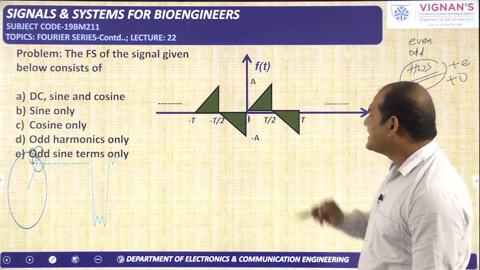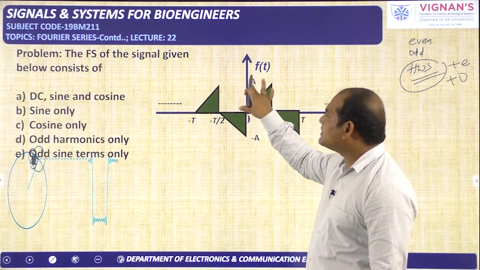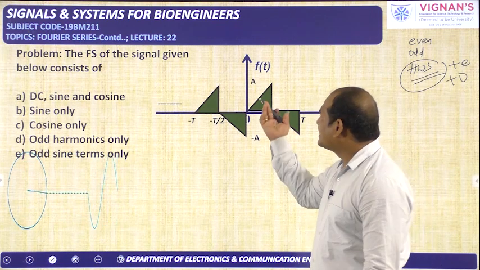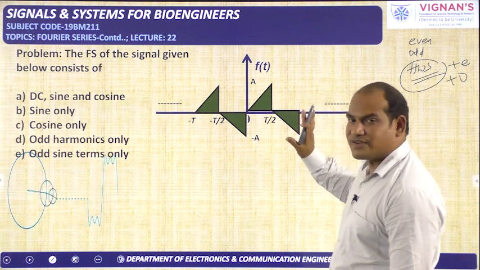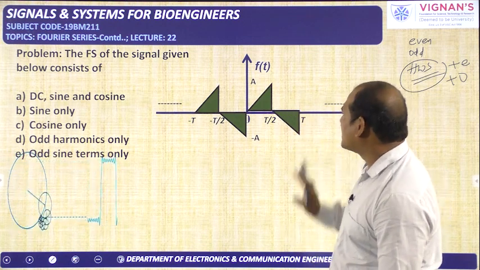First I am checking even symmetry. You rotate this signal with respect to the y-axis. If you get the original signal, that is called even symmetry. But here there is no such thing. That means it is not an even signal. That is confirmed.